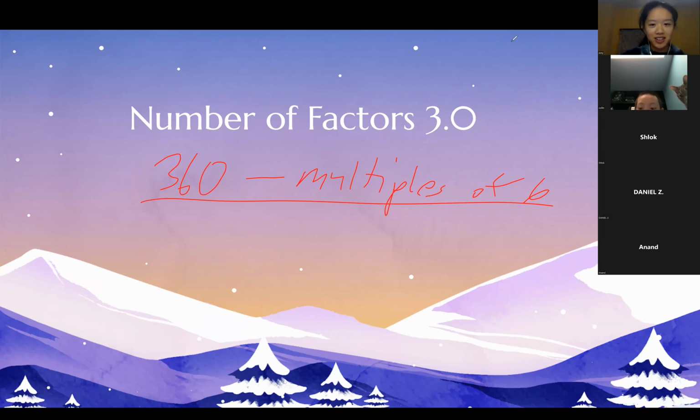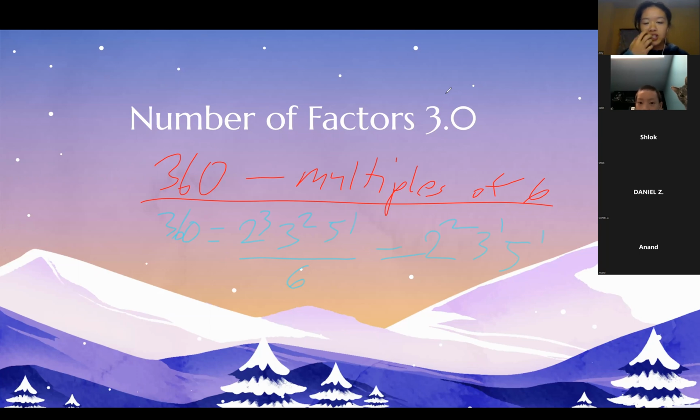Again, let's start by finding the prime factorization. So 360 equals 2 to the third times 3 squared times 5, I think. Yeah, okay. So this is the prime factorization of 360. And what you can do is remove 6 from this prime factorization. So let's just divide this prime factorization by 6. So the new prime factorization would be 2 squared times 3 to the first power times 5 to the first power.